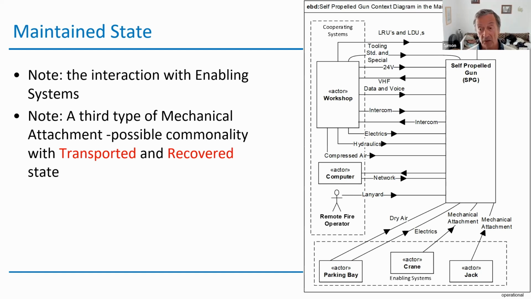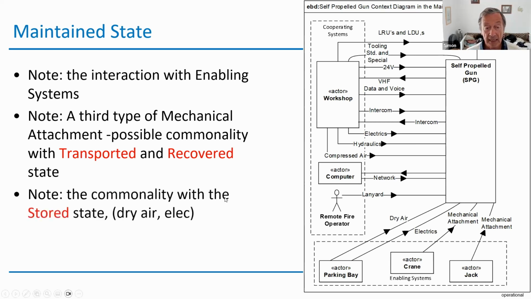So we had to very carefully consider the possibility of having a single set of mechanical attachments. Notice there's a commonality with the stored state. Lo and behold, we've got dry air and electrics. Is this again the same interface as we had before? Ideally, it should be the same, if we can reduce the number of interfaces rather than having special ones for maintenance bays and storage bays.